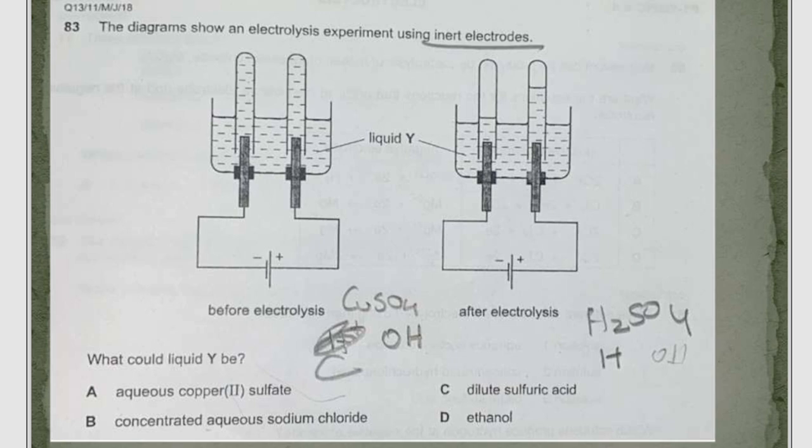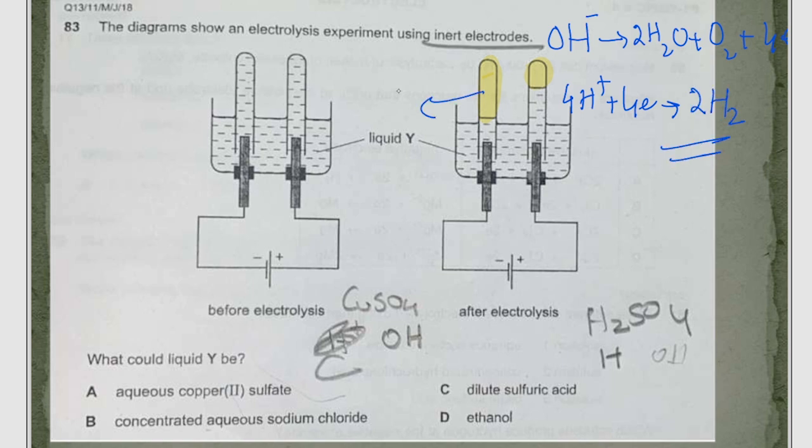The diagram shows an electrolysis experiment using inert electrodes. Whenever you have a look at such reactions, where you will see that the volume of one gas is double whereas the other volume is half, then there will always be the electrolysis of water. If hydroxide ions are there, it will give us 2H2O plus O2 plus 4 electrons, whereas 4 hydrogen ions will gain 4 electrons to produce 2 moles of hydrogen gas. So here you can identify double the hydrogen gas volume, whereas the oxygen volume is lesser.